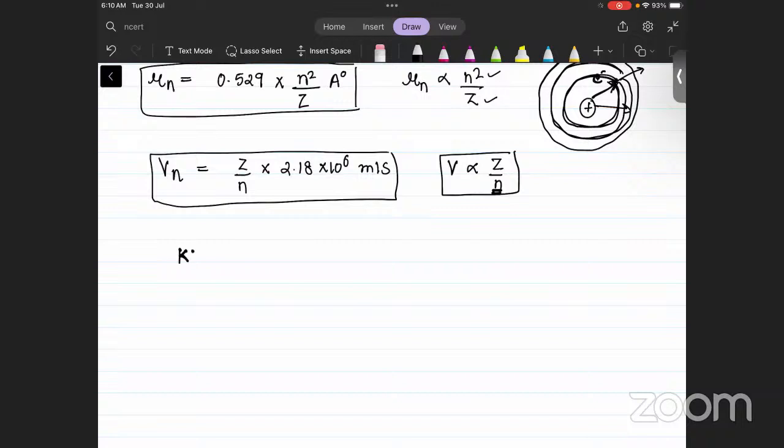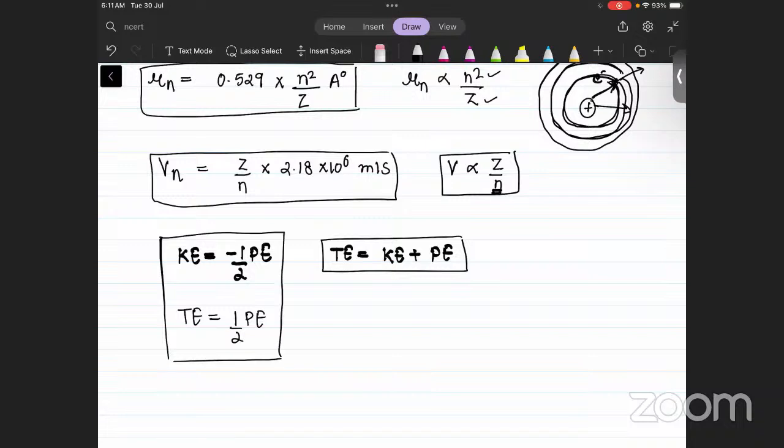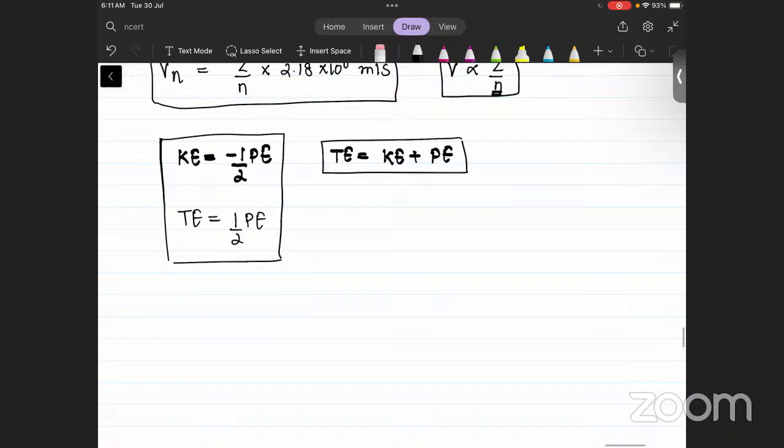Where we learned that kinetic energy is equal to minus half of potential energy. Now, why am I writing this? Because yes, you have got a question which was based on this. Whereas total energy will be the sum of kinetic energy plus potential energy. So from here, we can say that total energy is equal to half of potential energy. If you see the previous lecture, you will know what formula we took.